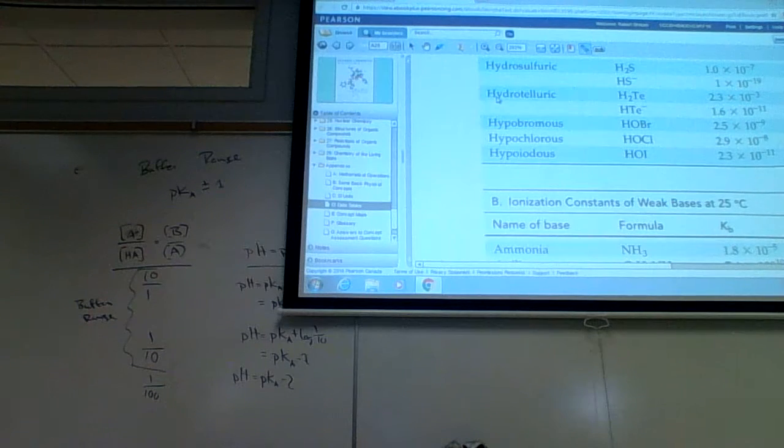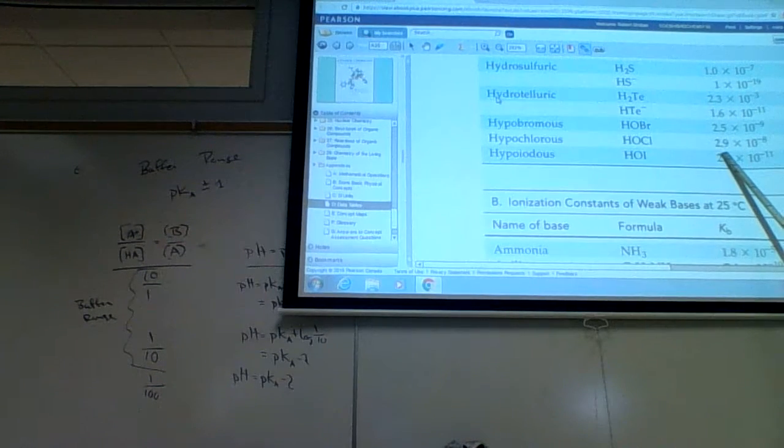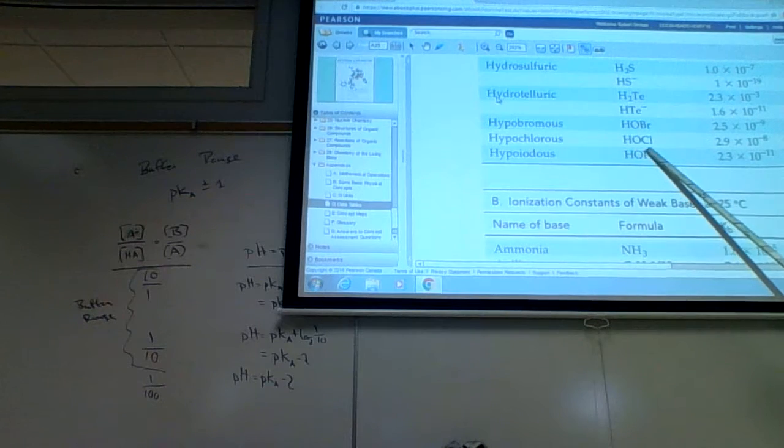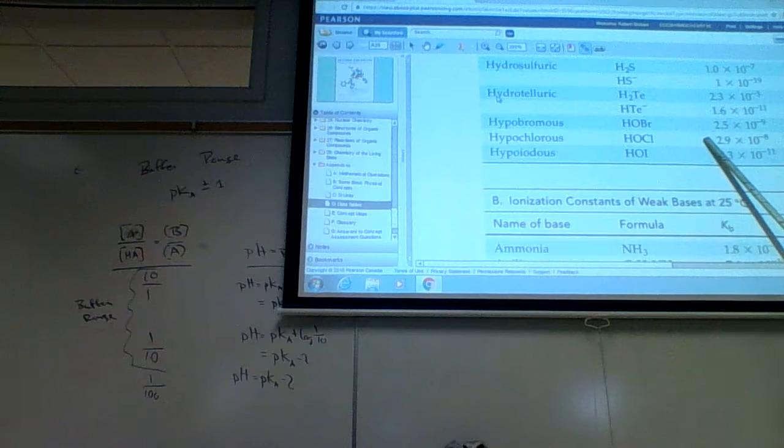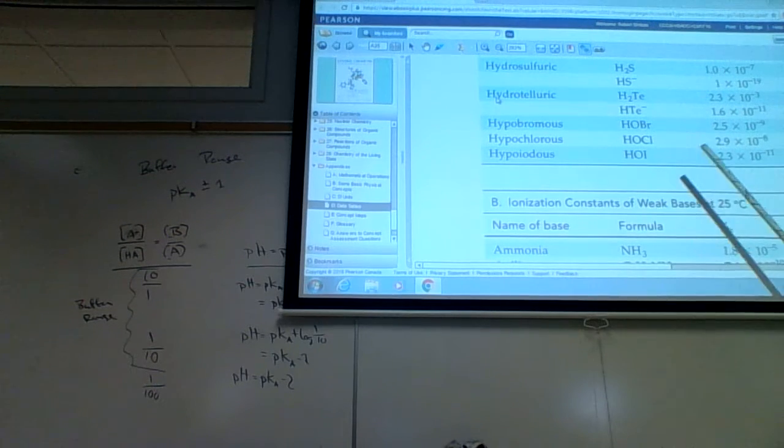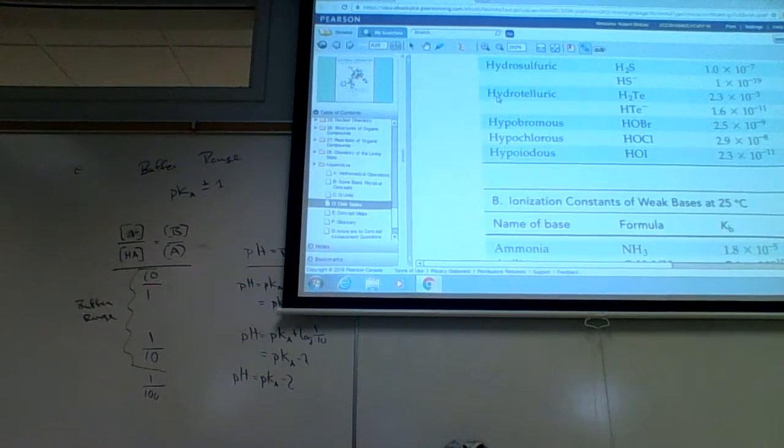Hypochlorous is close. You know, this is about 3 times 10 to the minus 8. If we go to 10 times 10 to the minus 8, that would be 1 times 10 to the minus 7. So this is very close. But hypochlorous acid is bleach. Bleach stinks, and it's also kind of volatile, the gas. So it's not used.